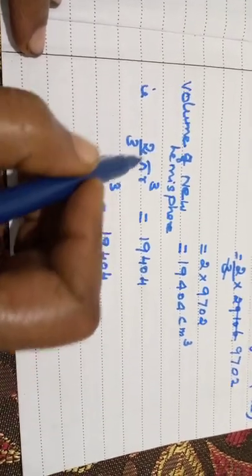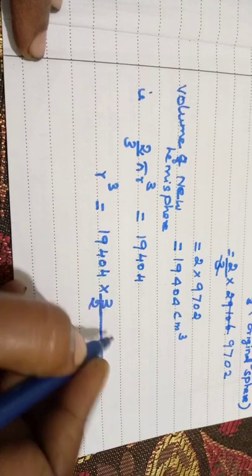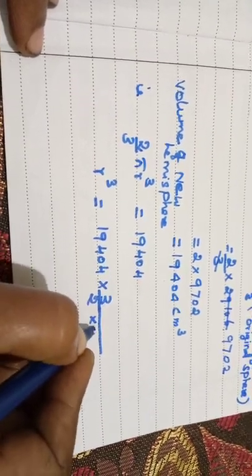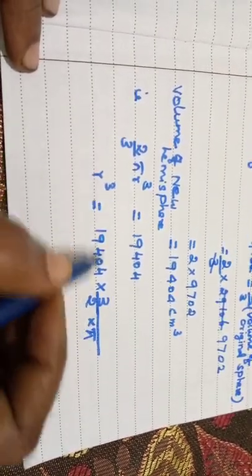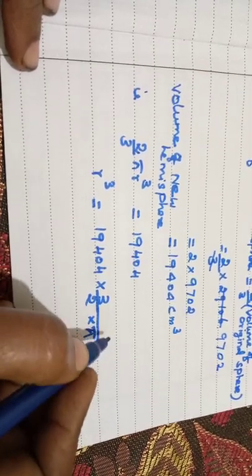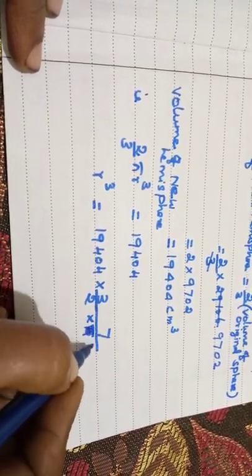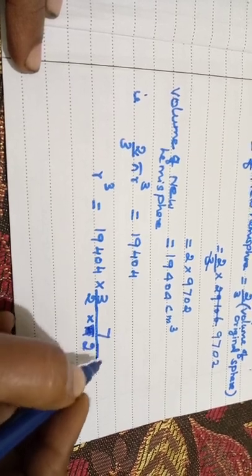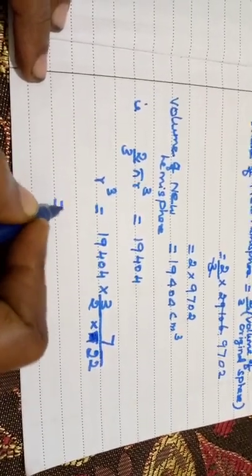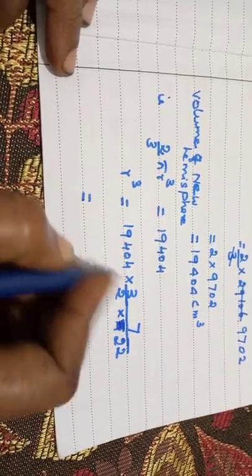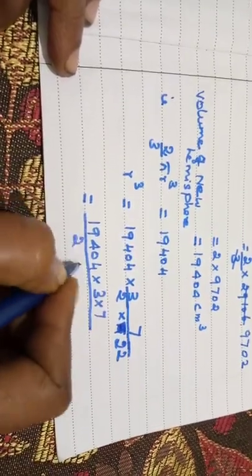19,404. This 2/3 and pi take that side, so 2/3 becomes 3/2. Pi will come in the denominator. Okay, which is equal to, our pi value 22/7 if you are using, when you take this side it comes 22/7 becomes 7/22. Shall we write 7/22? Okay, in place of pi, 7/22. 22/7 is the pi value, we have changed the side, so 7/22, which is equal to, let's divide it. So denominator, what are the terms we have? 19,404 into 3 into 7 by denominator 2 into 22.